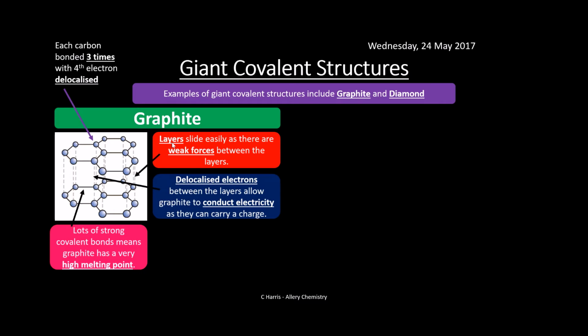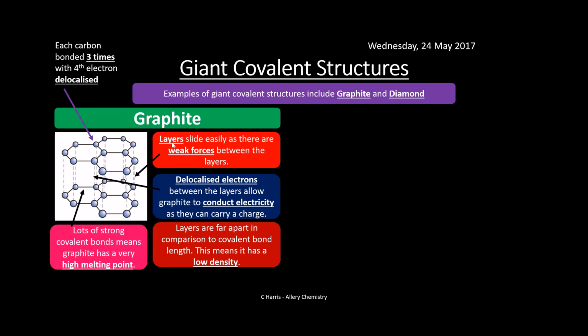And we have delocalized electrons between the layers. This allows graphite to conduct electricity, so it carries a charge through the graphite structure. The layers are actually quite far apart in comparison to the covalent bond length, so graphite is quite low density. That's useful for pencils, because we don't want really heavy ones. We want them lightweight so they're portable.